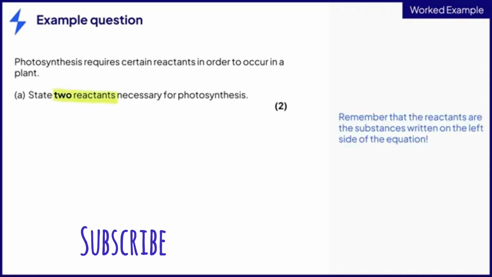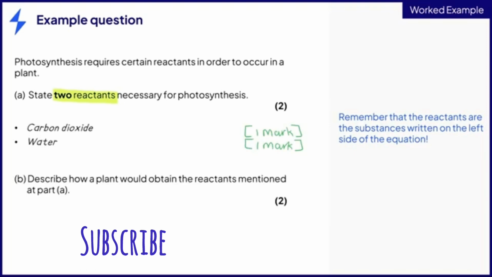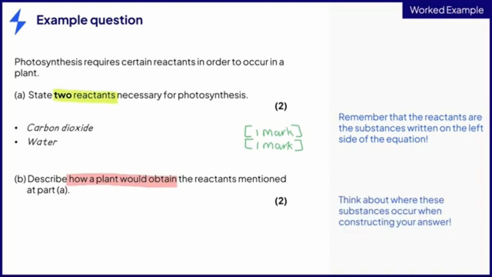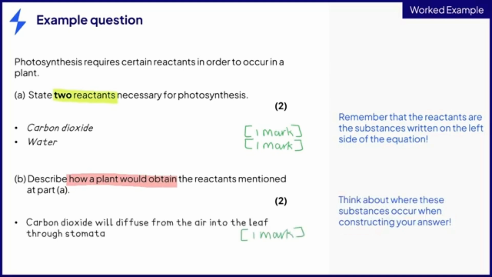Remember that the reactants of photosynthesis are written on the left side of the equation for the process, so that would be carbon dioxide and water. The second question asks us to describe how the plant would obtain these reactants mentioned at the previous question. When constructing your answer, think about where these substances occur. Carbon dioxide is a gas which occurs in the air, so it will therefore diffuse from the air into the leaf. Be sure to mention that it enters the leaf through stomata.